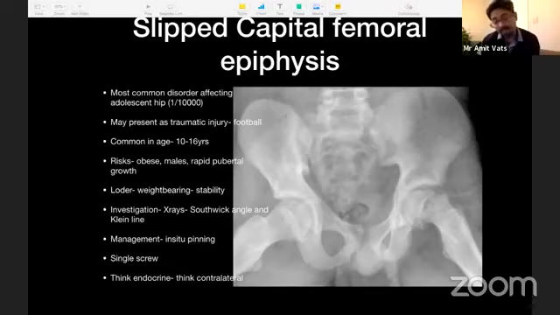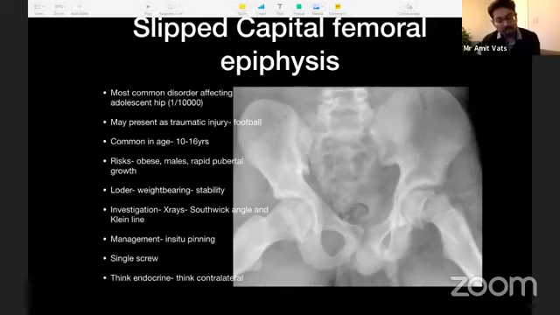It may present as a traumatic injury. There may be a history that the adolescent might be playing football when they experience sharp pain in the groin or the knee and have not been able to weight bear since. Common age group is a child limping between the age group of 10 to 16. Important risk factors to bear in mind are obesity, males, and rapid pubertal growth phase, which is again in that age group of 10 to 16.